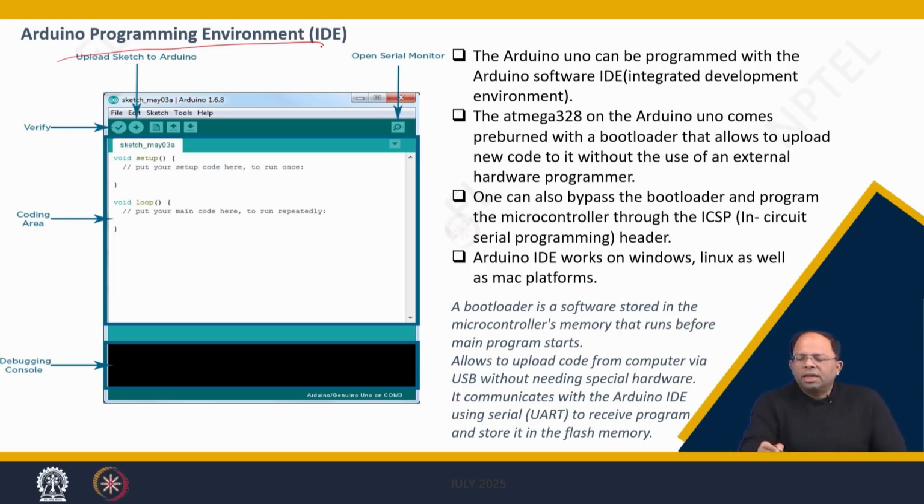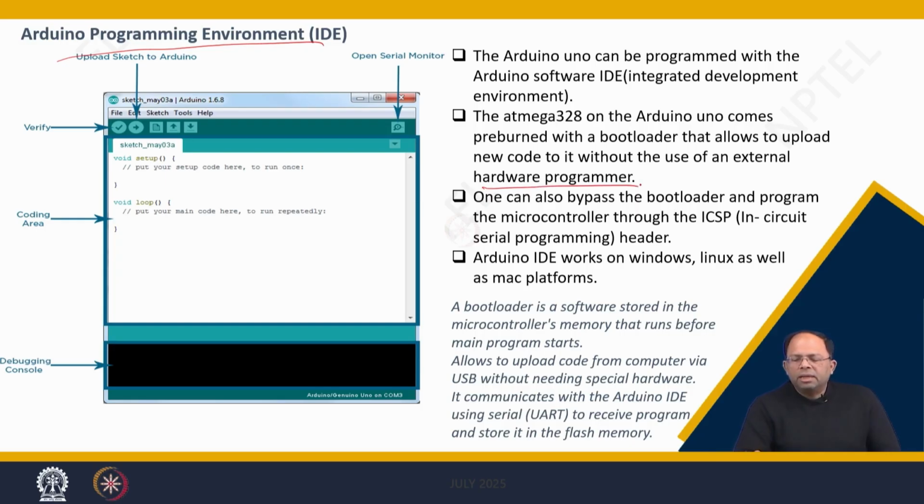This is the Arduino software IDE, which is free. You can just Google it and download it directly. Then we have to select which board we are using. Accordingly, the code will be created, and then we can compile the code and burn it into the microcontroller itself. The ATmega328 on Arduino Uno comes pre-burned with a bootloader that allows uploading new code to it without the use of an external hardware programmer.